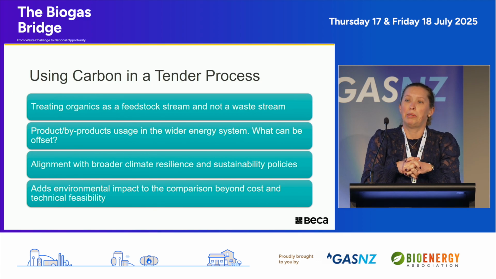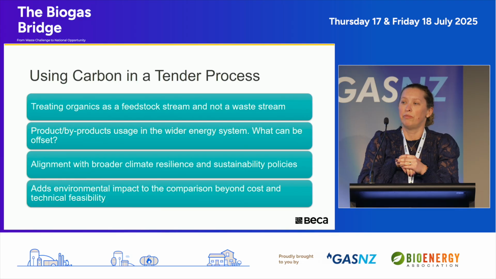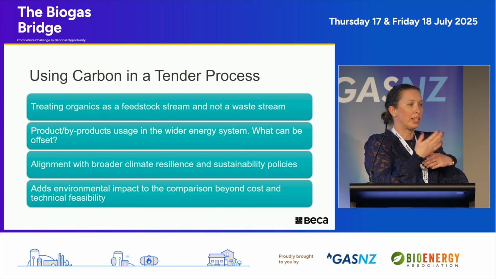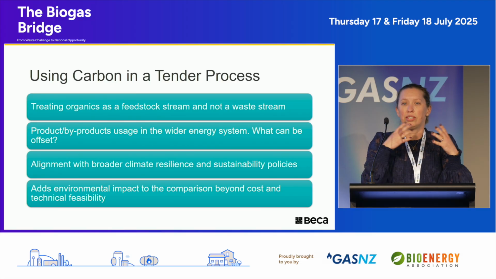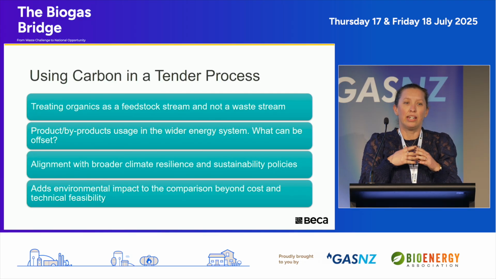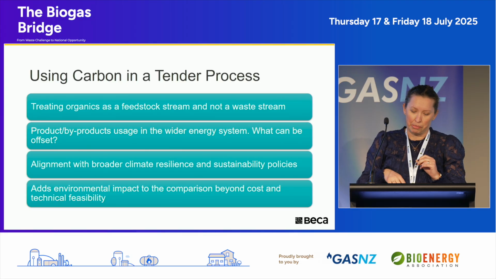If you do put carbon into that tender process and assessment, you can understand that really big, wider system view of the benefits. You could also have a look at the byproducts that might come out of a particular technology and then understand what the system benefits are in the energy or in other areas in terms of offsets. It means that you can line up, hopefully, with your broader climate resilience and sustainability policies, and it means that you understand the environmental impact in the comparison beyond just cost and technical feasibility.